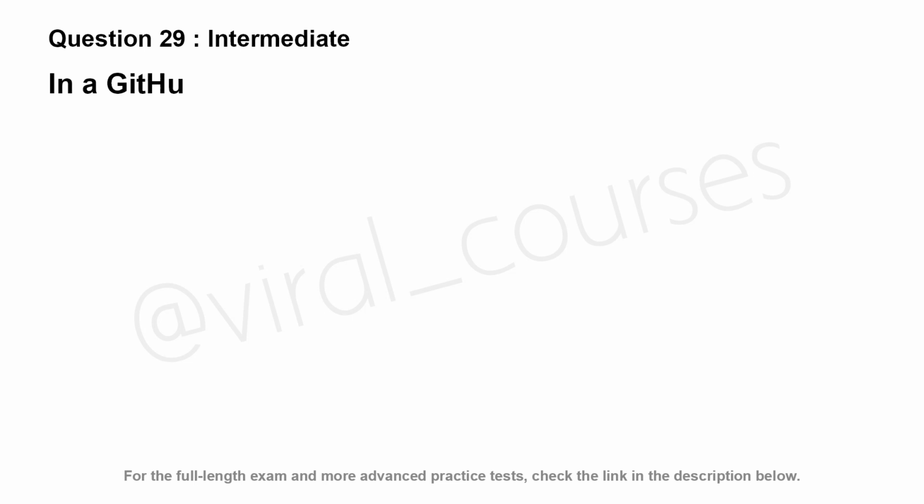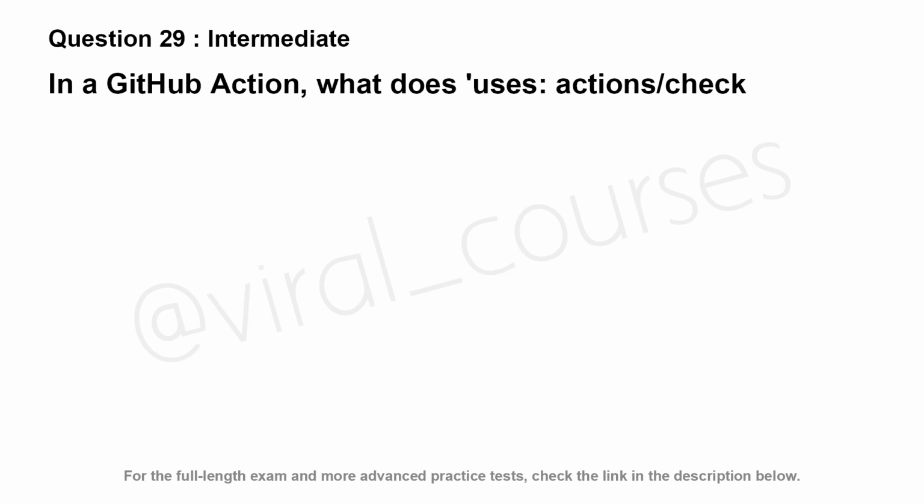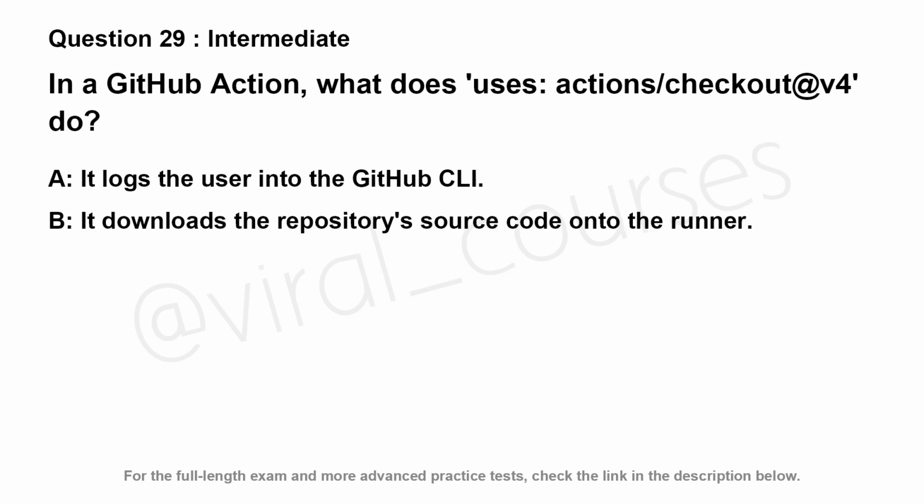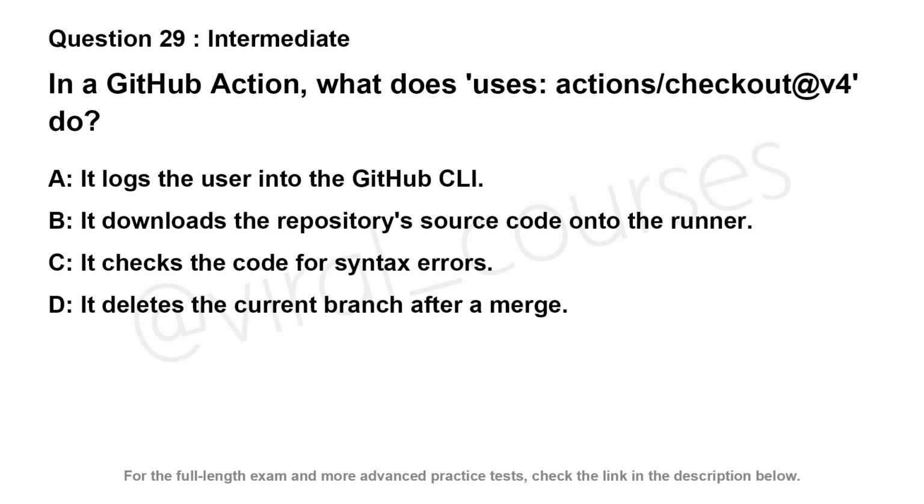In a GitHub Action, what does 'uses: actions/checkout@v4' do? Option A, it logs the user into the GitHub CLI. Option B, it downloads the repository's source code onto the runner. Option C, it checks the code for syntax errors. Option D, it deletes the current branch after a merge.